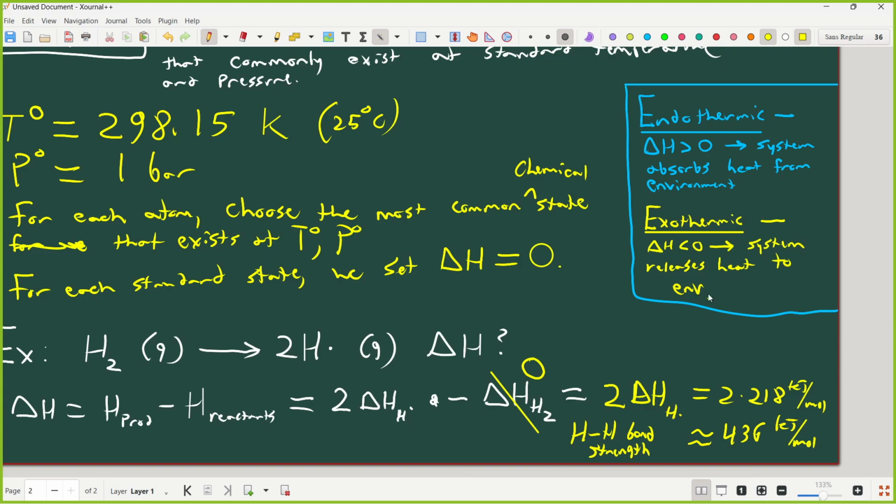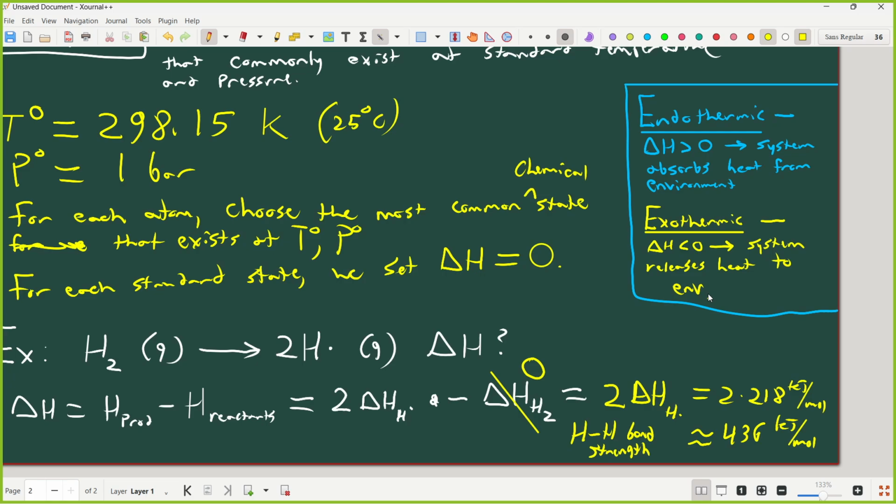Think about it this way: the box is lower in energy with H2 than it is with 2 H atoms. So you have to raise the energy of the material in the box to get to a state that has 2 hydrogen atoms in it instead of an H2 molecule. That's another way to think about this.